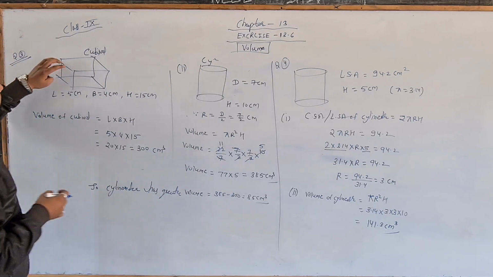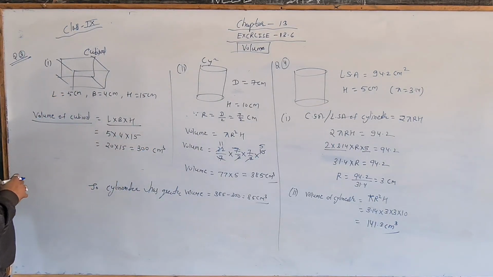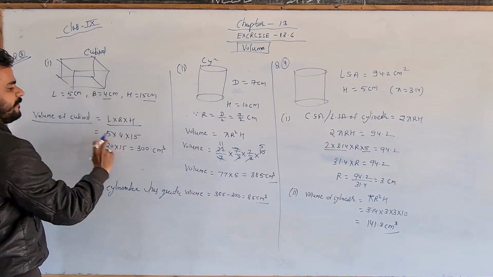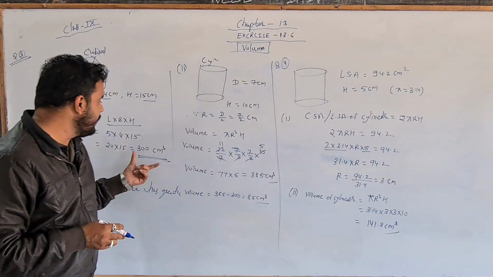So we will find out the volume of the cuboid. As you know, the volume of the cuboid is length multiply breadth multiply height, and the dimensions are given. So 5 multiply 4 multiply 15, then 300 centimeter cube is the volume of the cuboid.